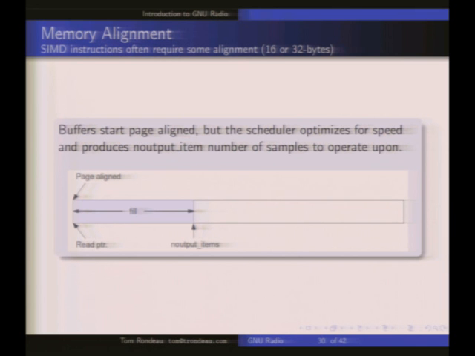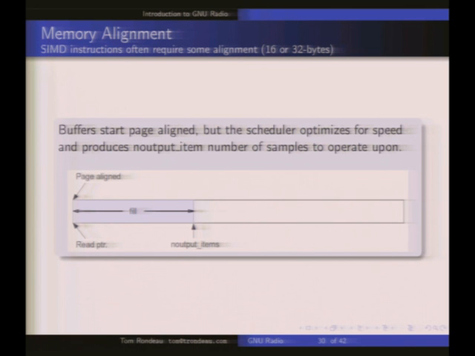Most SIMD libraries require your memory to be buffer aligned to some amount, 16 or 32 bytes. The way GNU Radio works is, I'm going to give a block this many number of items to process. What I know is at the beginning, the first iteration, all of my buffers are page aligned. A page alignment is like usually around 4K of alignment. You're going to hit that, you're good. You're good from the start.